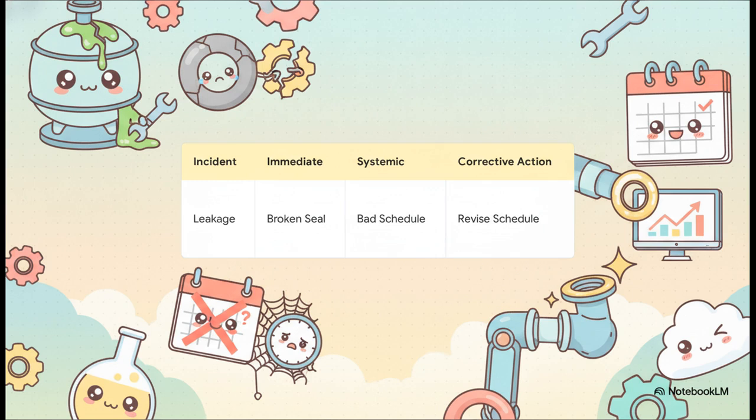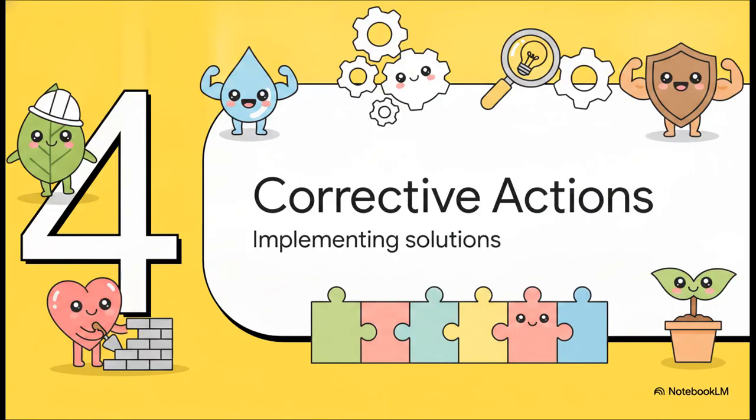Take a second and let that transition sink in. We went from a physical failure, literally a broken piece of rubber, to a systemic administrative failure, a flawed schedule. That right there is your true systemic cause. So your effective corrective action isn't just going out and buying a new seal. It's revising the entire maintenance schedule and putting predictive monitoring in place so no seal ever degrades to the point of breaking again.